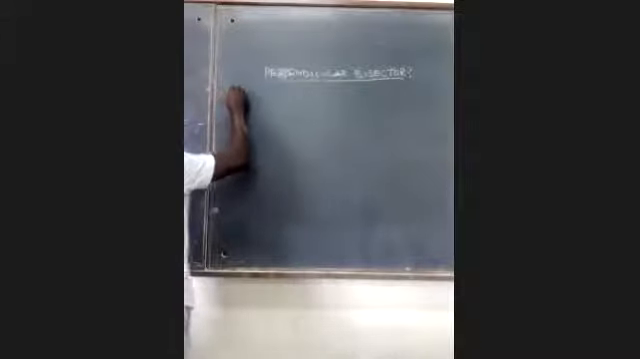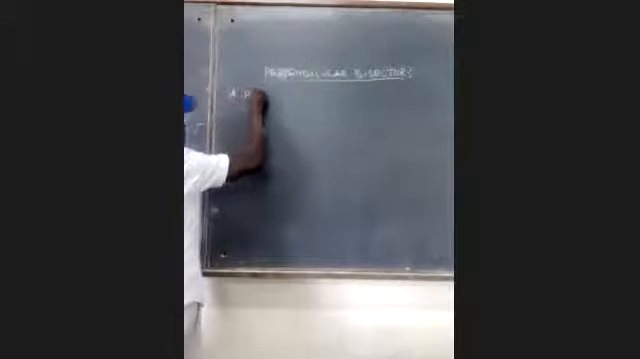So a perpendicular bisector meets the given line at right angles, and at the same time, it goes through the midpoint of that given line. Okay, so I can write the definition here that this is the line, a perpendicular bisector.